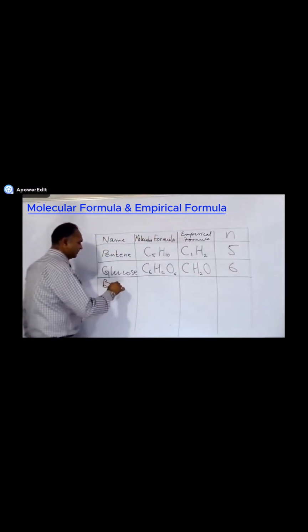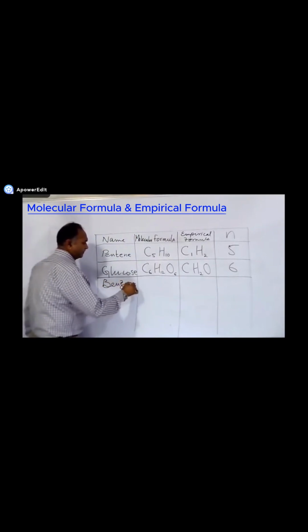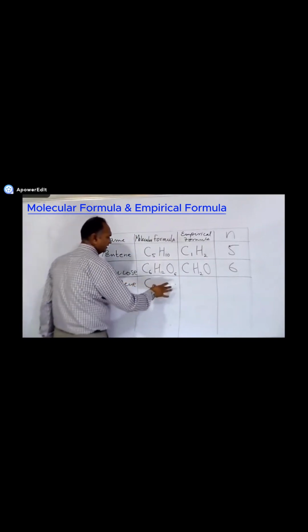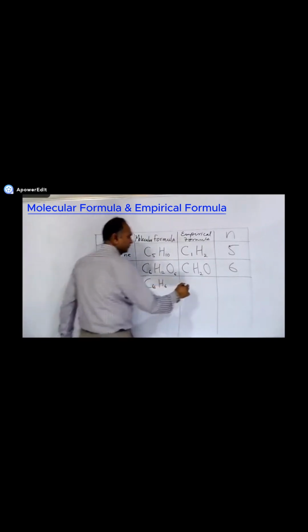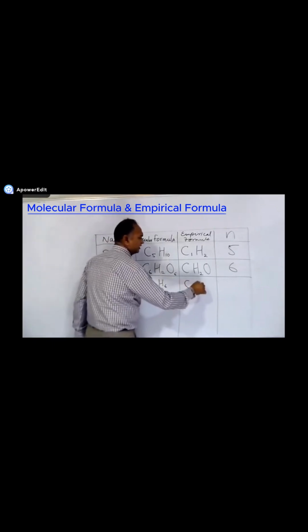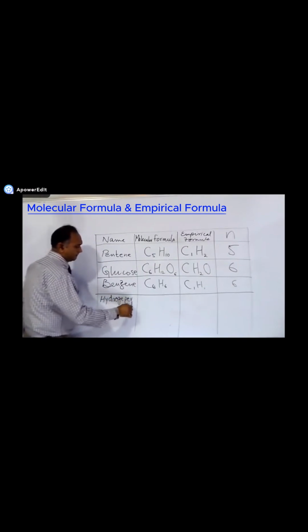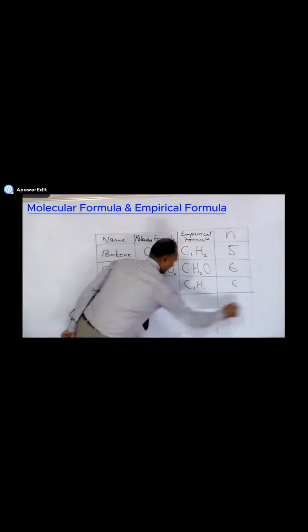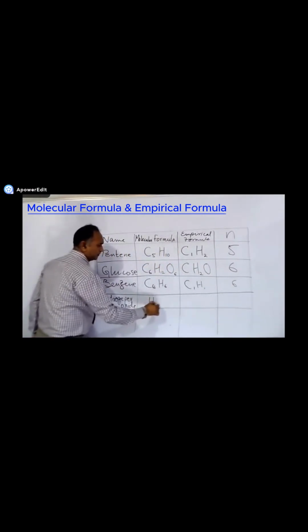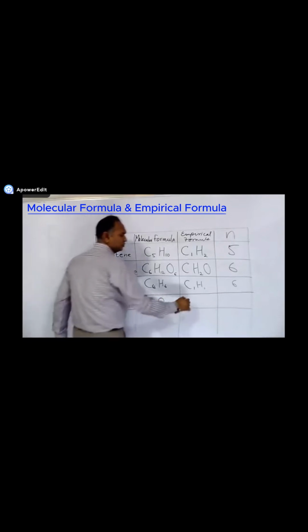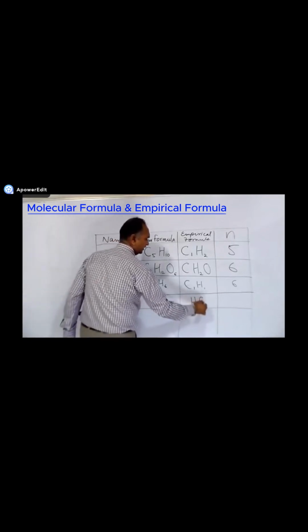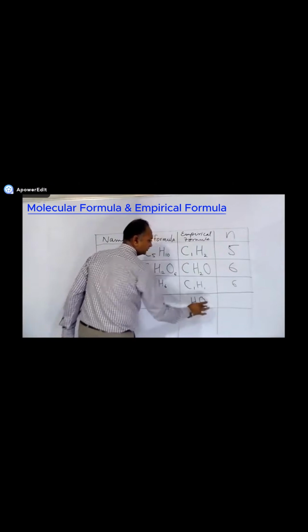Benzene: C6H6. Simplifying, C1H1, with n equal to 6. Hydrogen peroxide: H2O2. 2 into 2, 2 into 2. H1O1, or simply HO.